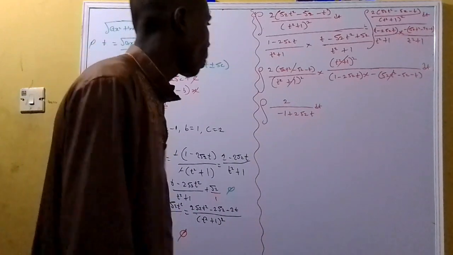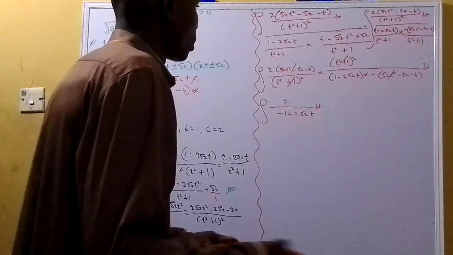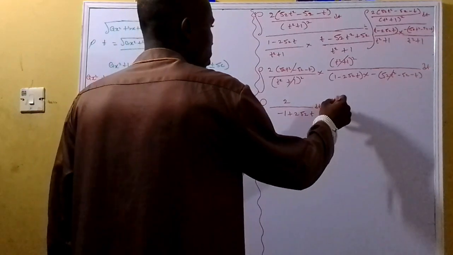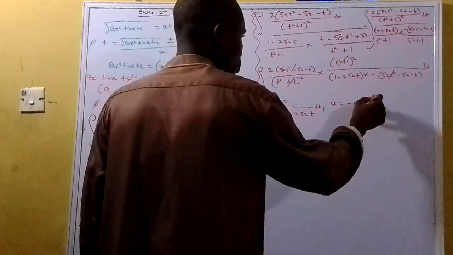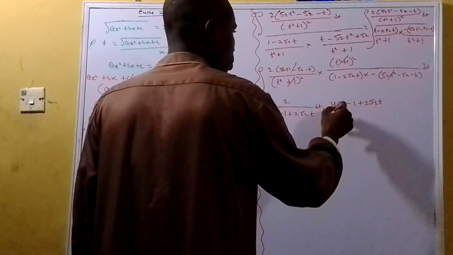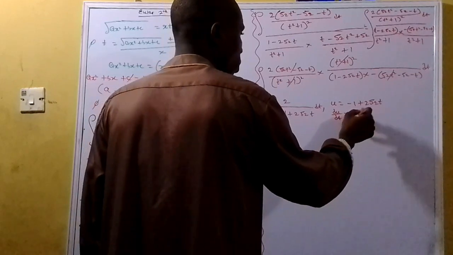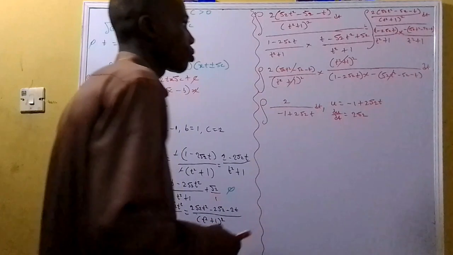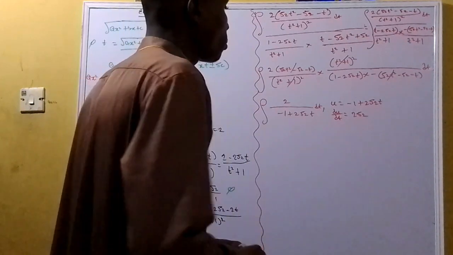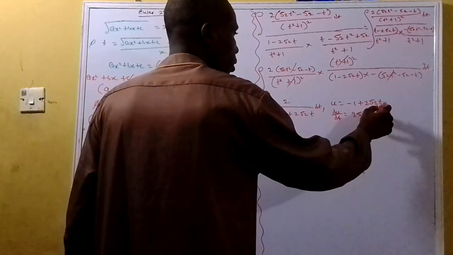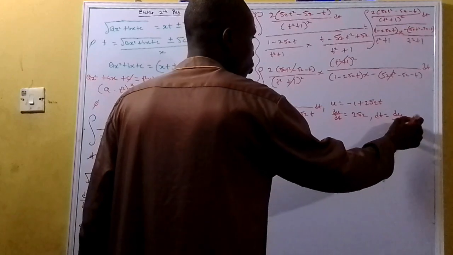Let's think. And from here, guys, I could actually say that let our u be equal to minus 1 plus 2 root 2t. So therefore, our du over dt would be equal to your 2 root 2. Do you get what I'm saying? Your 2 root 2. And from here, our dt would be equal to du over our 2 root 2.